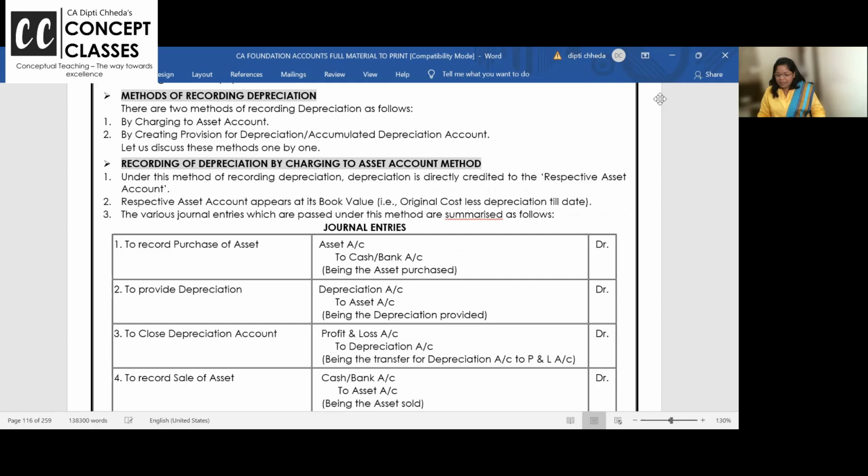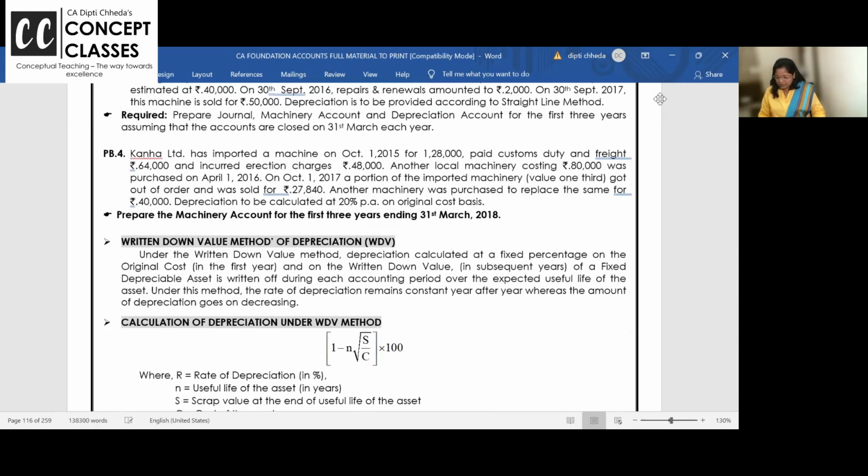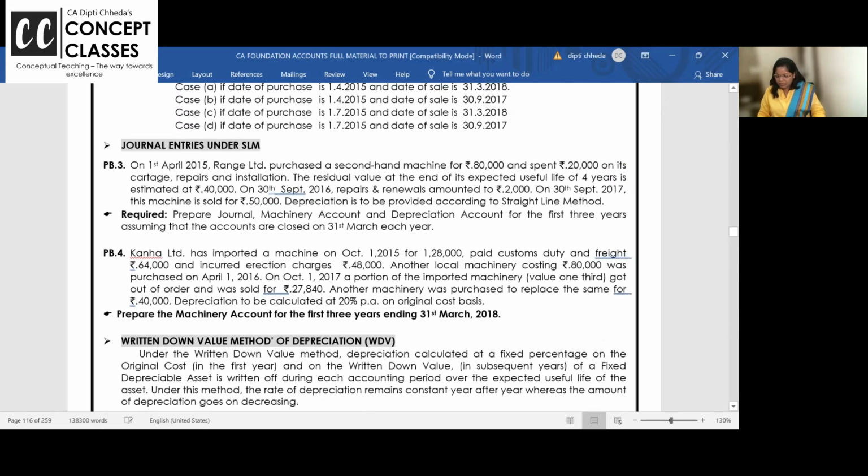Journal entries I made you write yesterday, and we have already solved problem number 1, 2, 3. Just let us see what we have done in our notebook. How to make the machinery account and how to make the depreciation account. So now before we go on to WDV method, let us do the fourth problem.